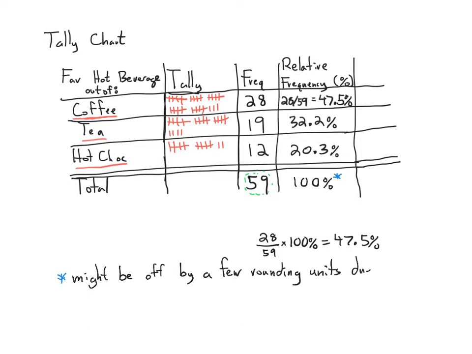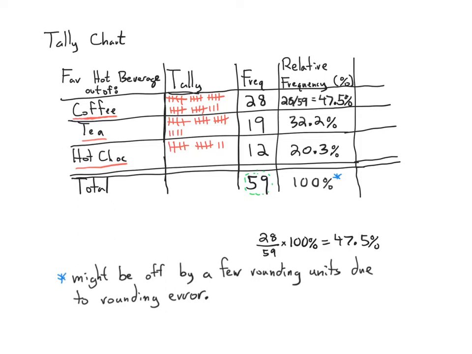Due to rounding error. So if you get something like 99.9% or 100.1% or something like that, that's okay. And that is a tally chart.